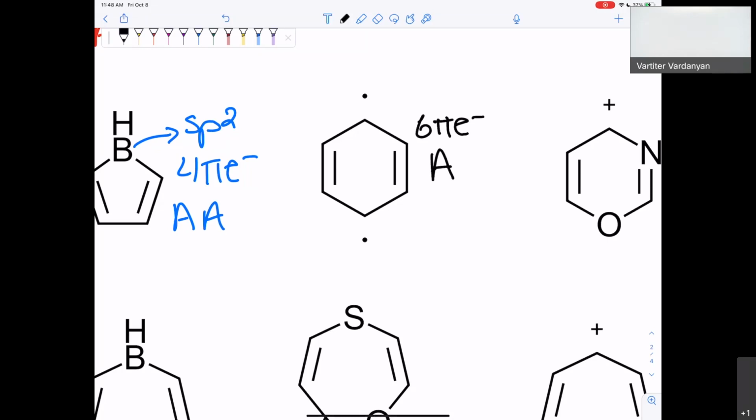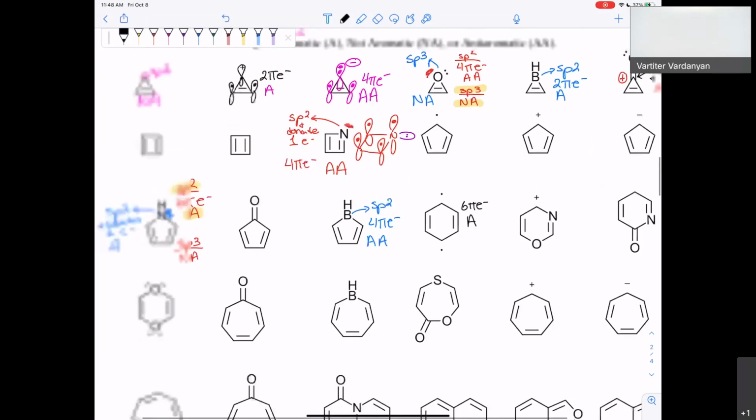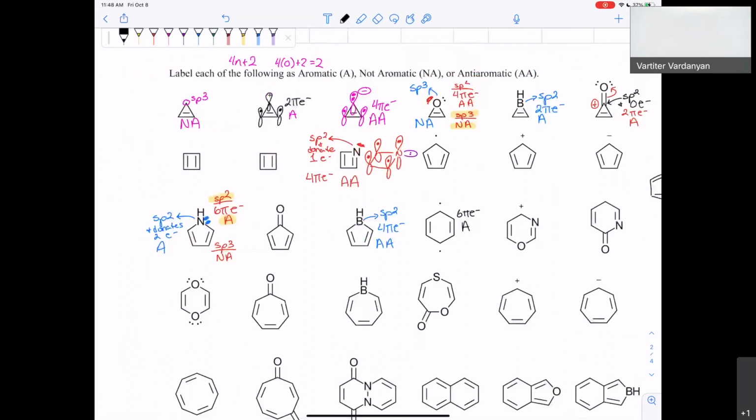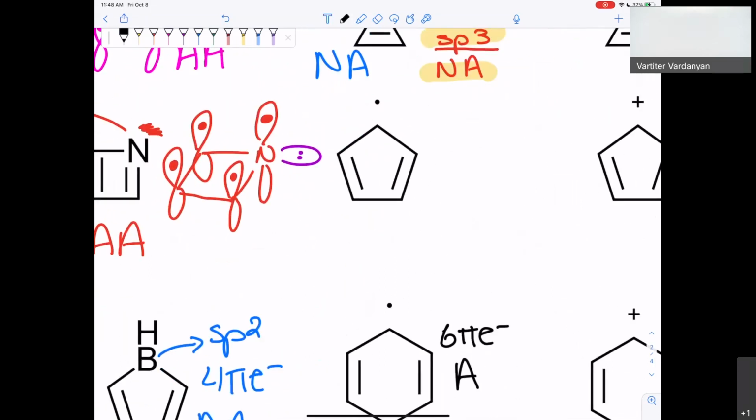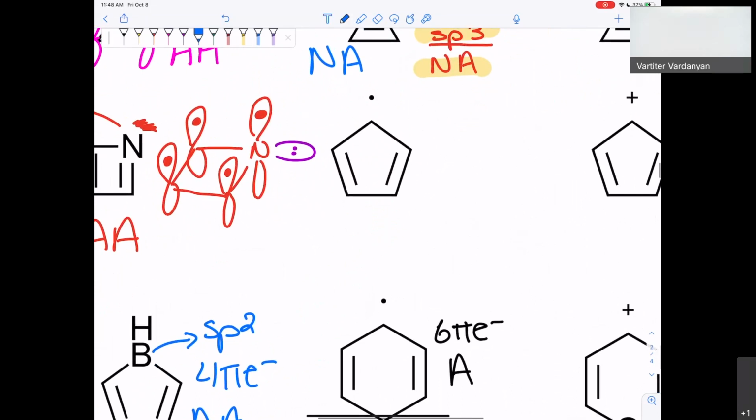Cool. If this had 1 radical and 1 carbocation, it would be what then? It'll have 5, so it'll be what? Non, exactly. So if you ever see something like this and it has 1 radical, such as this example right here, you don't even have to do anything. 1 radical or an odd number of radicals immediately tells you non-aromatic. Because we know there's an odd number of electrons. Questions?